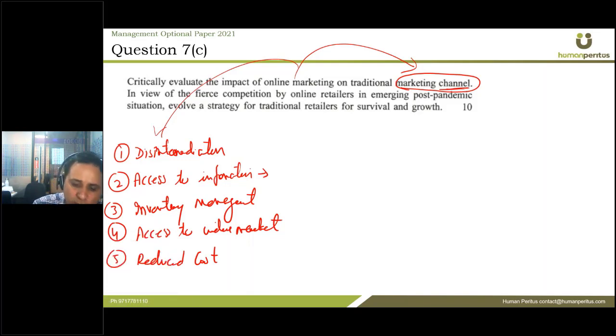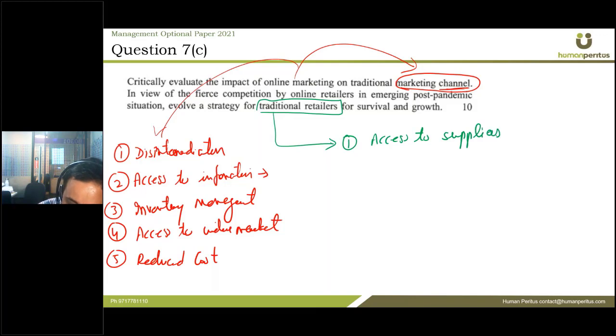Let's come to second part now. Evolve a strategy for traditional retailers. So traditional retailers क्या कर सकते हैं when they are facing competition from the online retailers? Number one, guys, now because of online capabilities, the traditional retailer have access to wider base of suppliers. So now they have got more supplier, better supplier, so they can command better rates from the suppliers. Second thing, of course, access to wider market. By using capability of online, now you can reach out to more customer. Even traditional retailers can reach out to more customer.